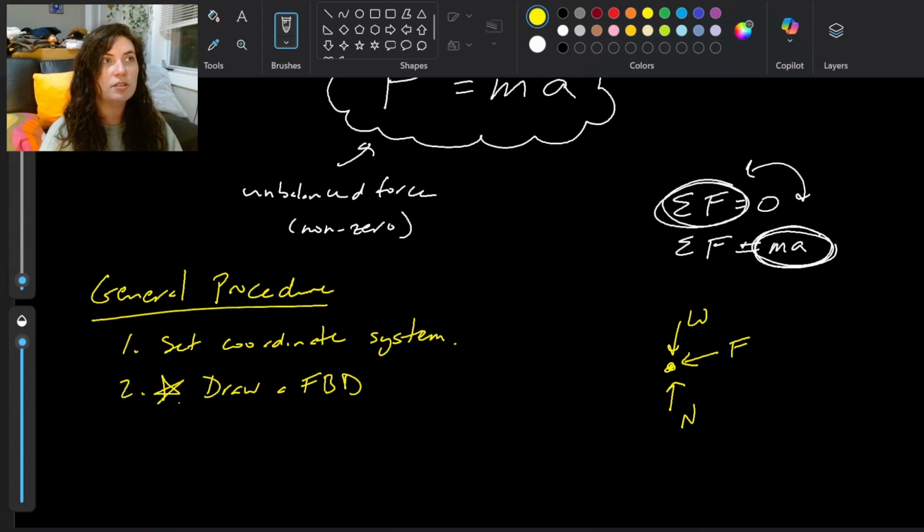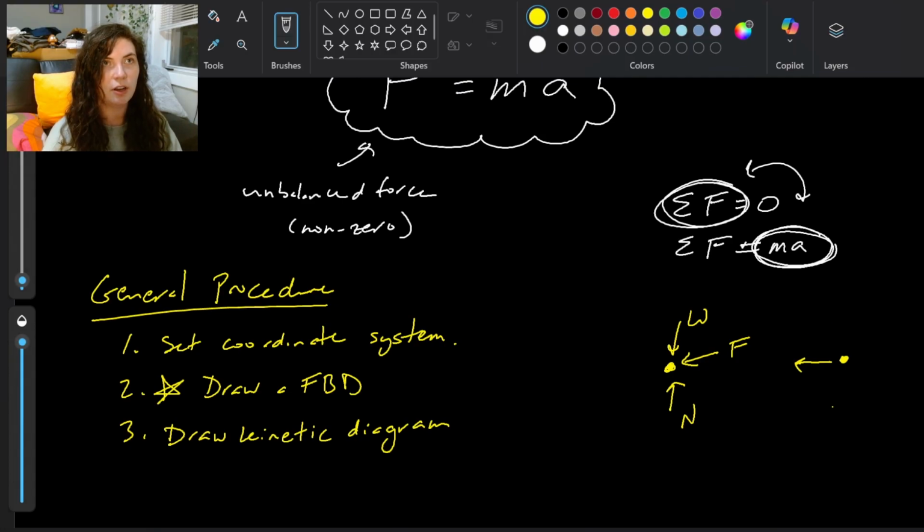And with that, it can also be really helpful to draw what's called a kinetic diagram. And this is a little bit of our new piece here. But a kinetic diagram is essentially setting your coordinate system and also indicating the direction of acceleration. So, for example, this little particle that I drew over here that had all these forces on it, let's say that this guy is moving to the left, because it has that F force on it. Let's say that that F force there is causing an acceleration to the left.